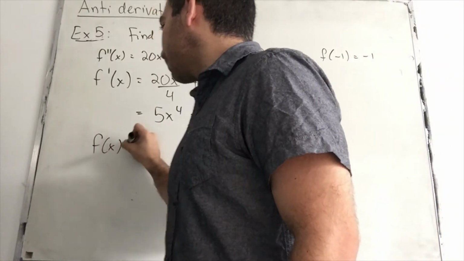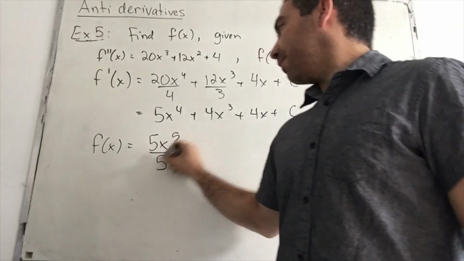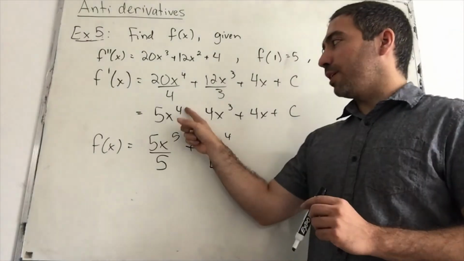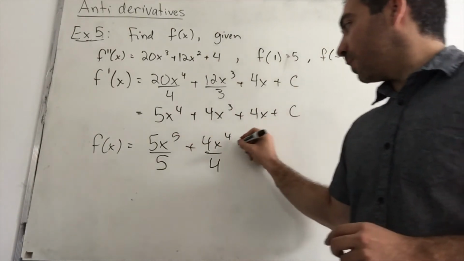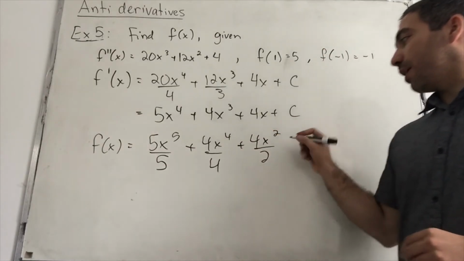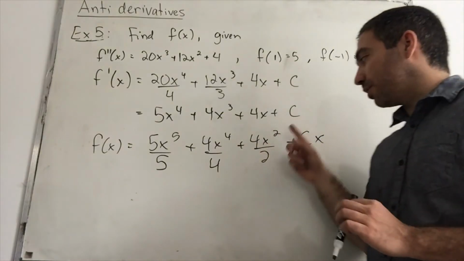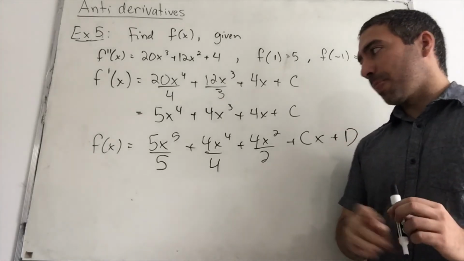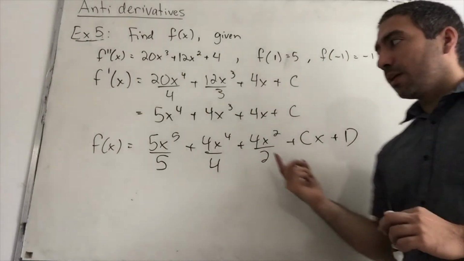So the original function f of x is 5x to the 5 divided by 5 plus 4x to the 4 divided by 4. So we're adding 1 to the exponent, dividing by it, adding 1 to the exponent, dividing by the number, adding 1 to the exponent here, so plus 4x squared divided by the 2, and then plus cx, where this is a constant, so the antiderivative of a constant, we just add the x, and then lastly we have plus d.